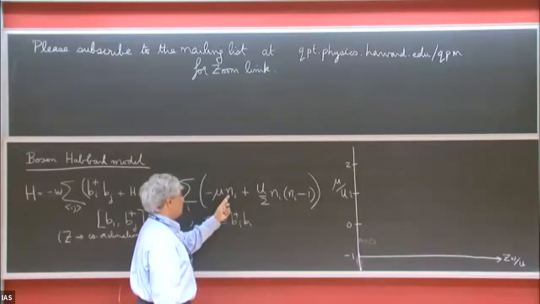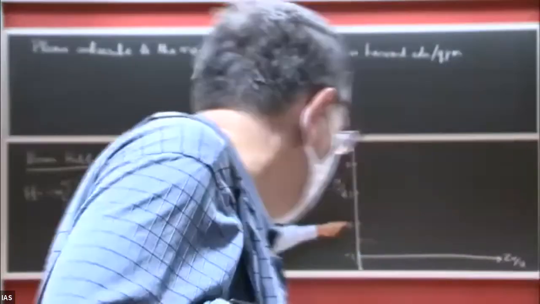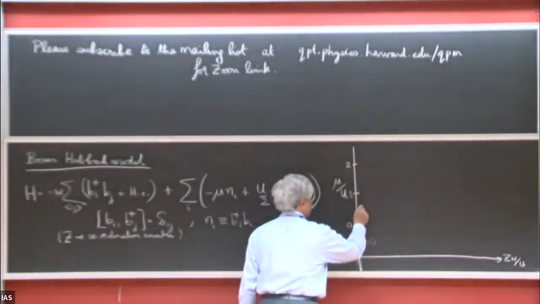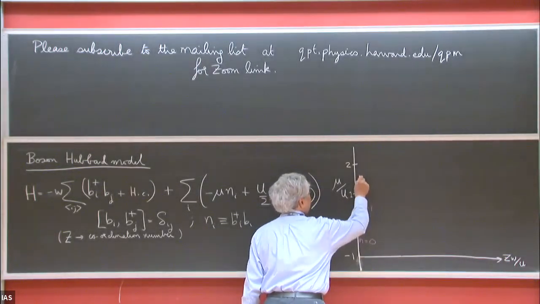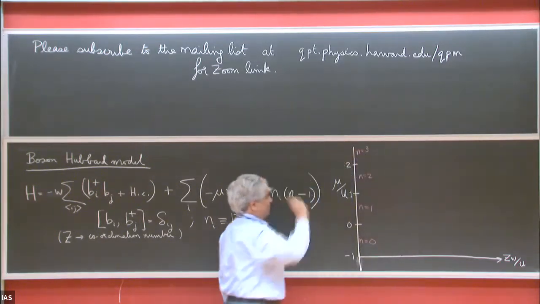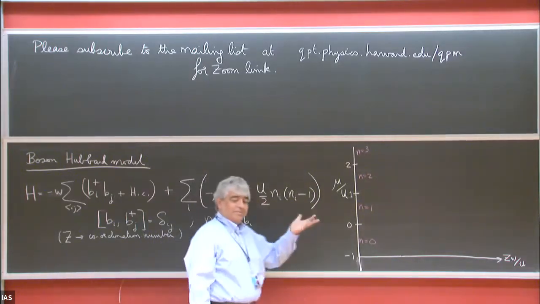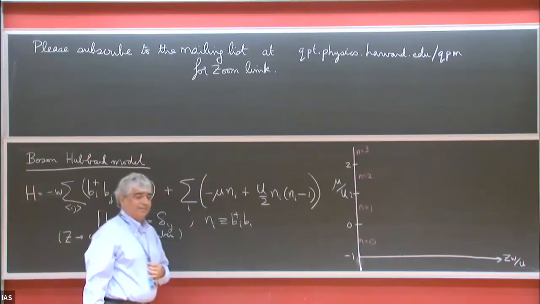So mu is less than, just may as well put n equals 0. Between 0 and 1, the optimal value will be n equals 1, n equals 2, n equals 3, and so on. So you'll get something similar to what's called the charging diagram of a quantum dot.